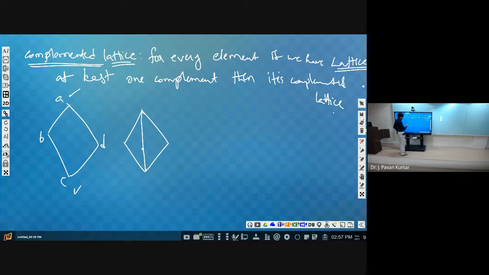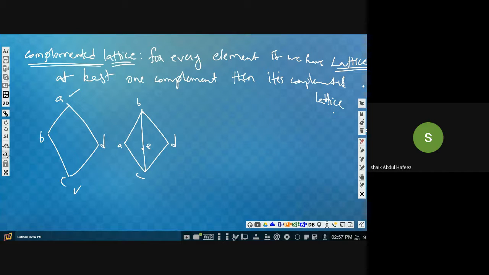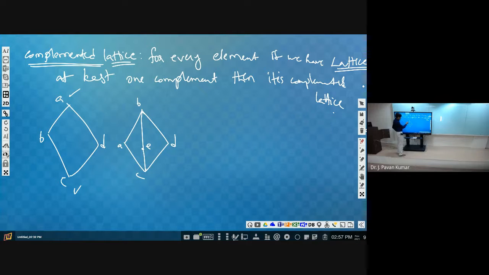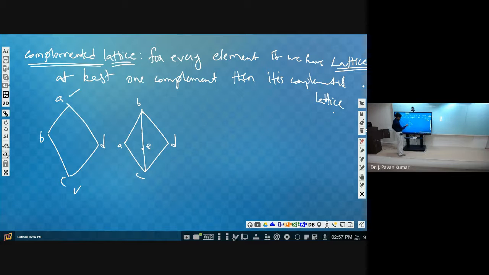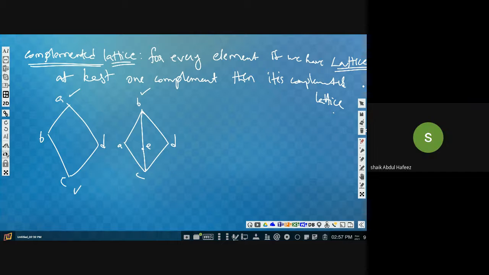Now you say. Yes, sir, complemented lattice. A complement is E, comma D. D complement is A, comma E. C complement is B. B complement is C. So we can say it is a complemented lattice. Next, is this a distributive lattice? No, sir. Complemented, yes. Next, consider another one.